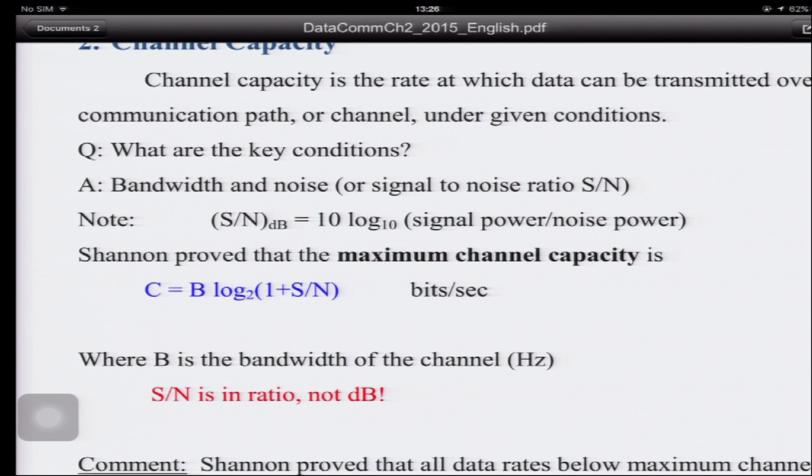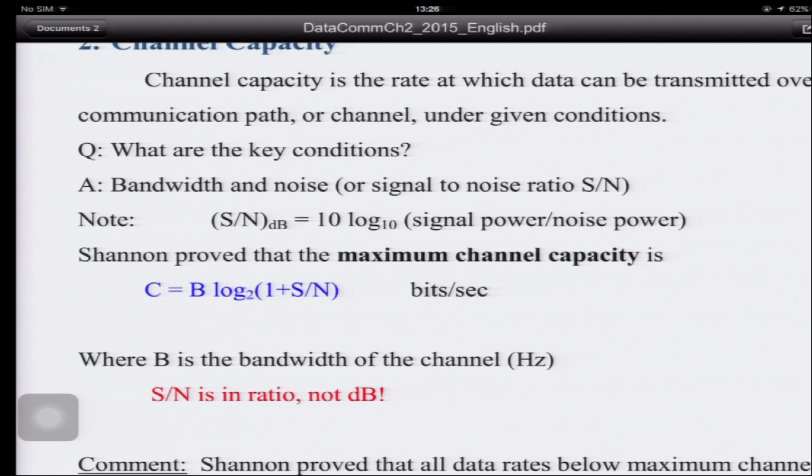So the signal to noise power in dB, okay? If it is a ratio, there will be no unit. But if it's in dB, it will be 10 times log base 10 of the signal power to noise power.